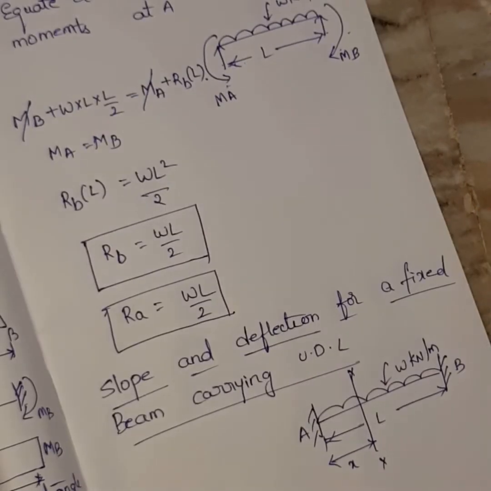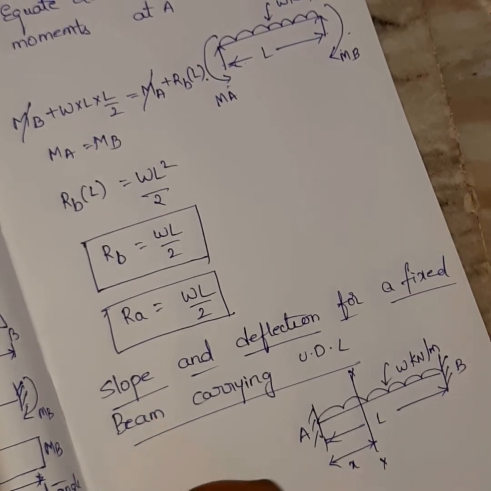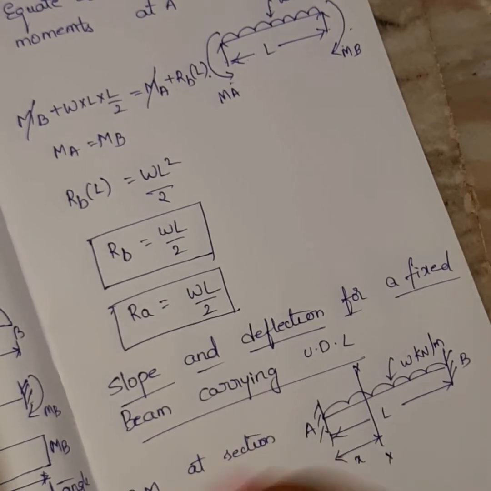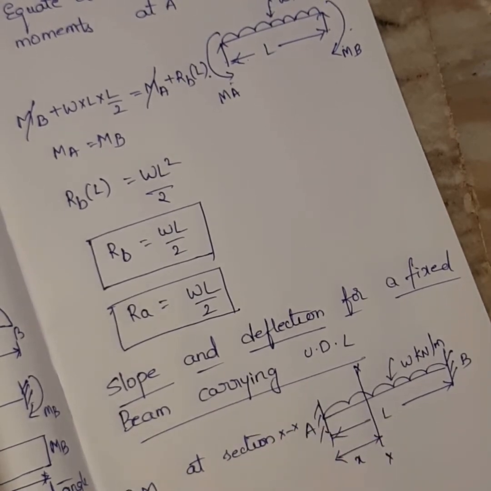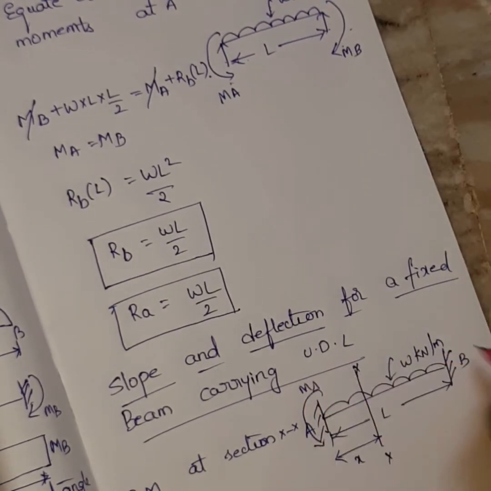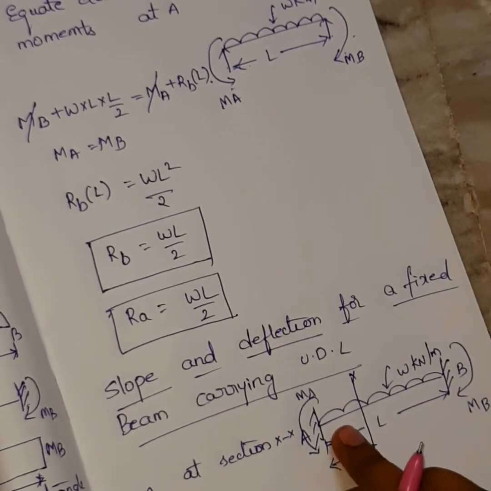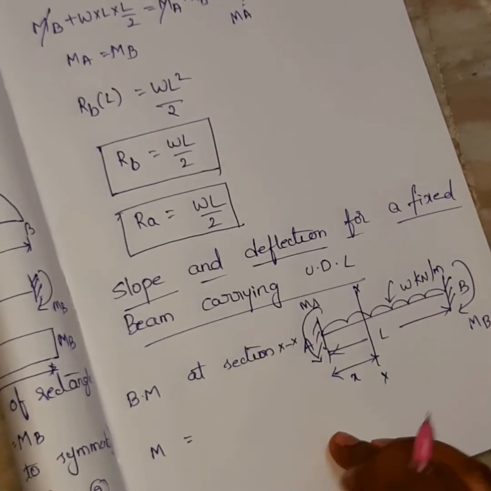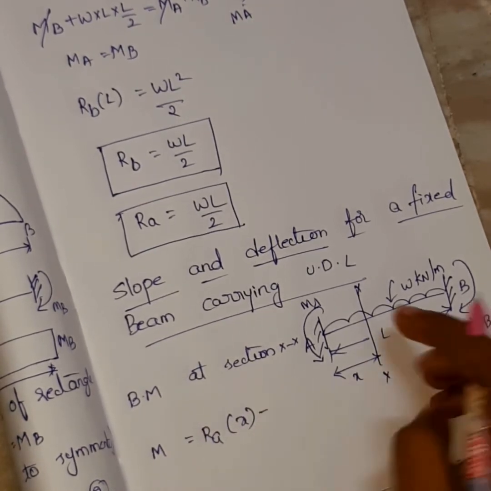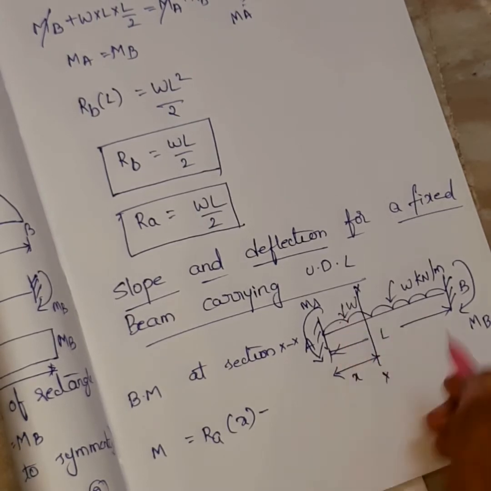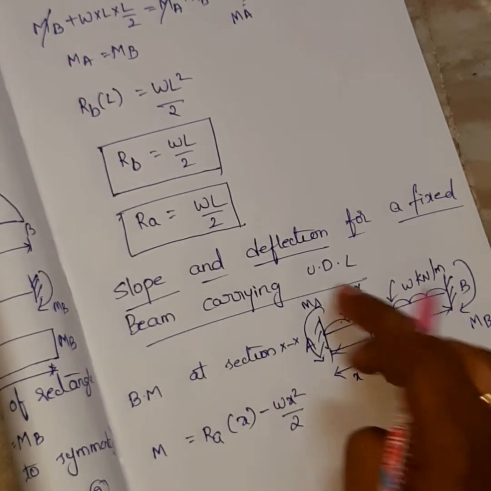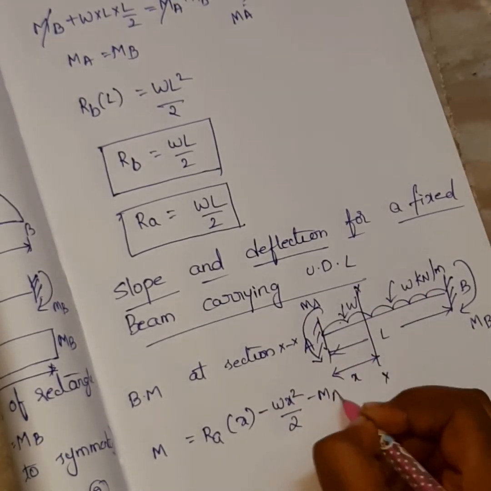See here, I should calculate bending moment at section x. So M is equal to, up to this part only, what are the moments? MA moment and MB moment, and load is also there, so what is the formula? RA into x minus, here also load will be there, W. So force into distance, distance by 2 is x square by 2. Next moment is there, minus MA.